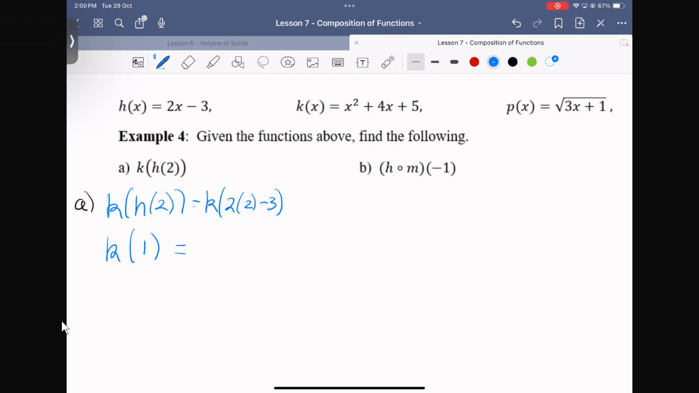What's k of 1 going to be? We're going to get 1 squared plus 4 times 1 plus 5, sorry. So that's going to give us 10.